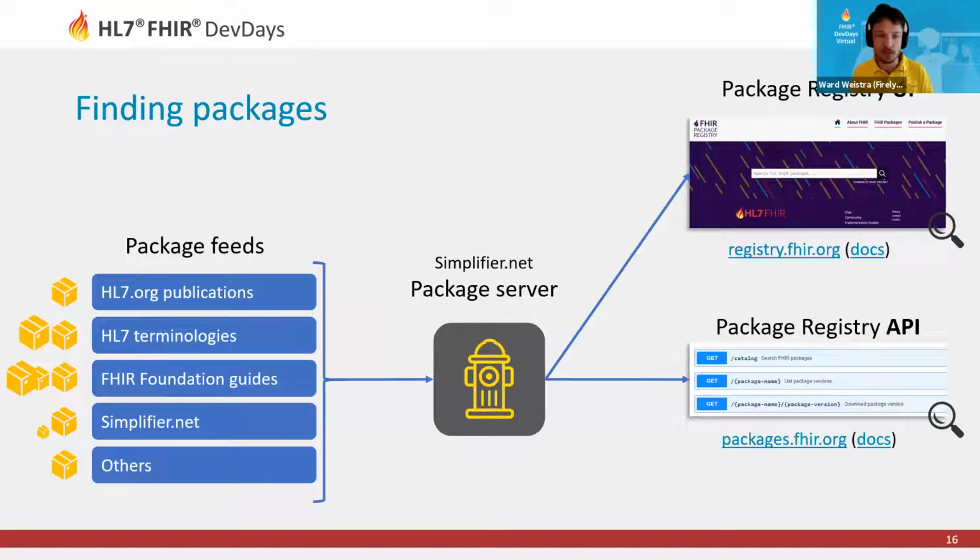I'll show a few in our next session, but for example, Israeli Core or the German core or UK Core, these kinds of things. And then there are some other packages coming from HL7 Australia or IAG. And all these feeds come together within Simplifier and are then fed to the registry. So there's one UI and one API where you can find every publicly published FHIR specification within the world.